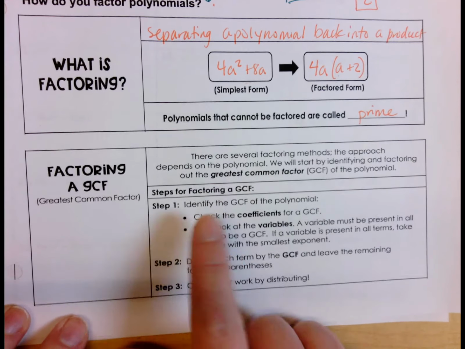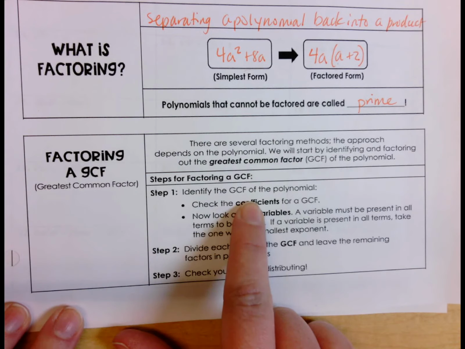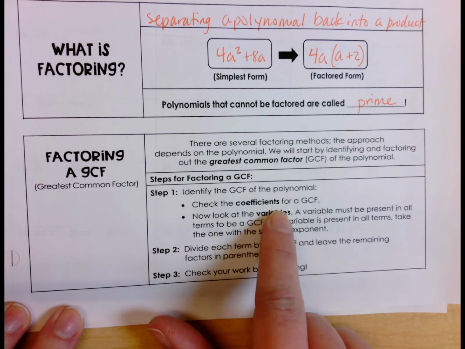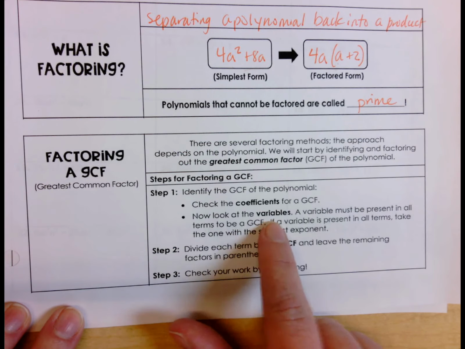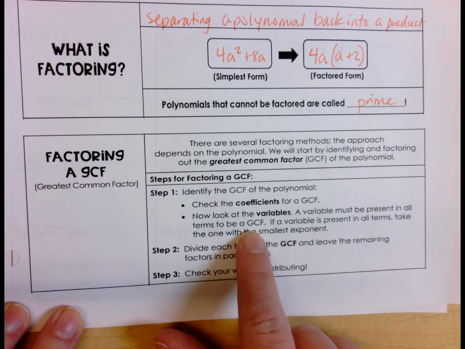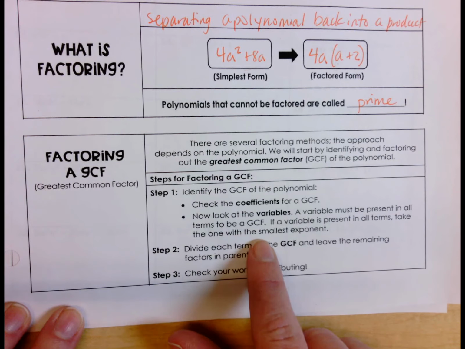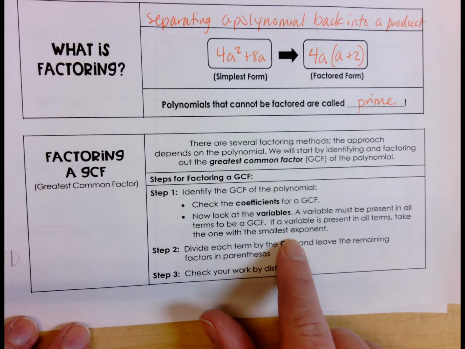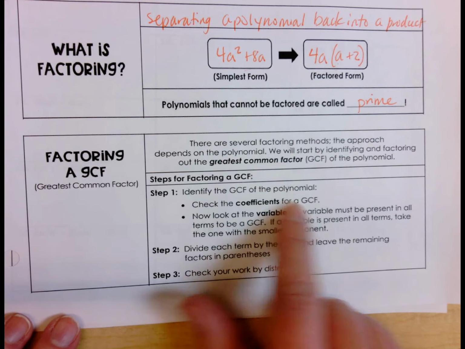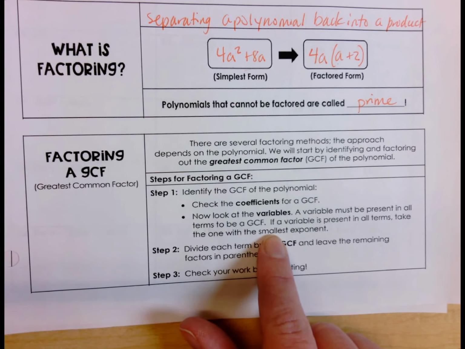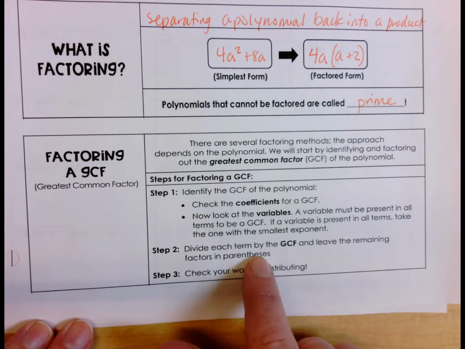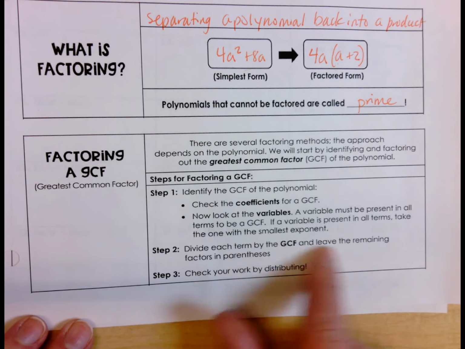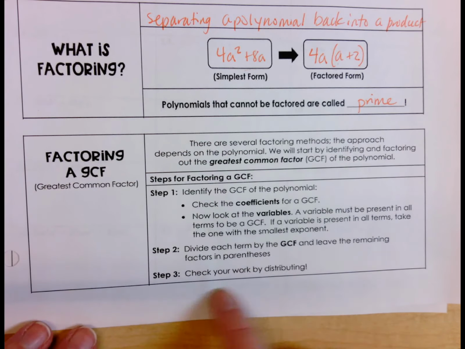So, steps. First, you have to find out what the greatest common factor is. You check coefficients and you check variables. If it's going to be a variable, it has to be present in all of the terms, and it has to be the smallest exponent that's present. So keep that in mind. That's really important, something that you want to go back and look at multiple times. Then once you have that, you divide every term by the greatest common factor, and what's left over goes into the parentheses, and then you check your work.